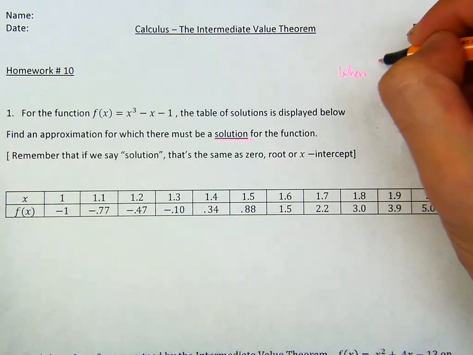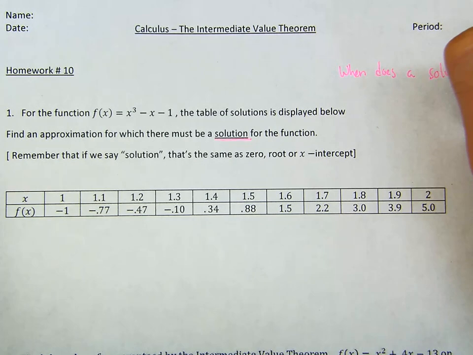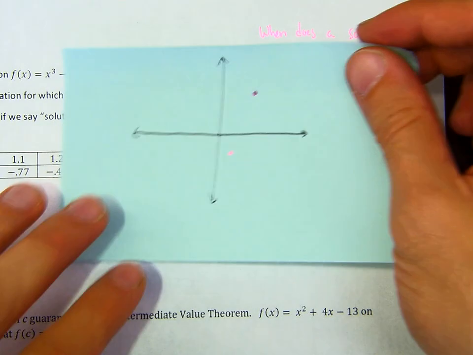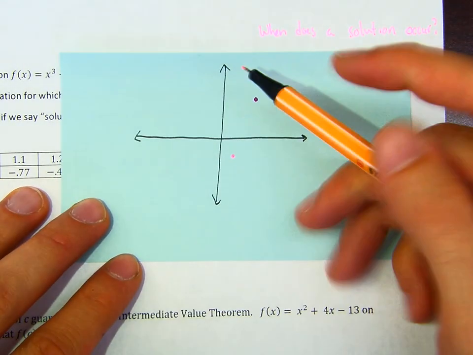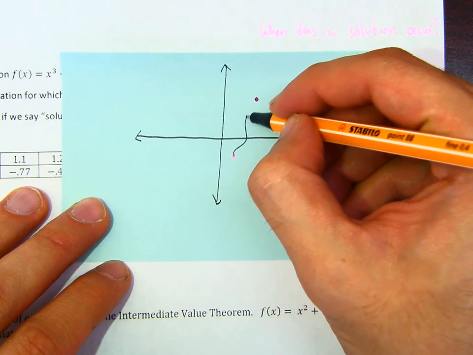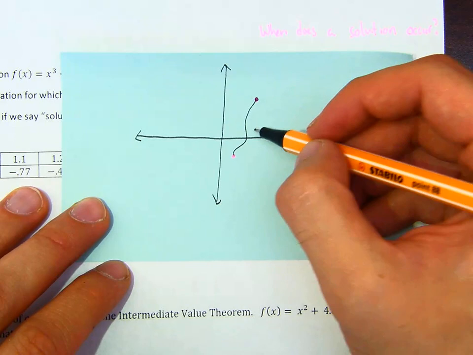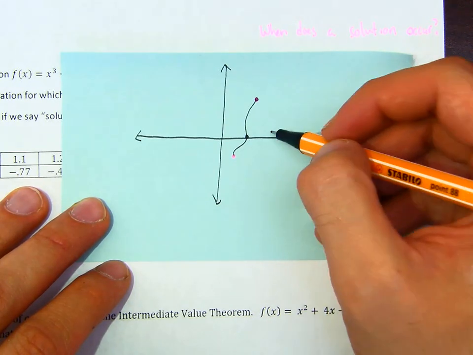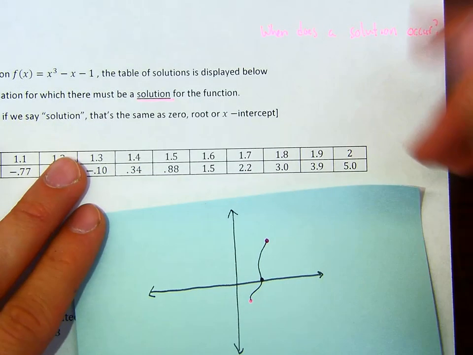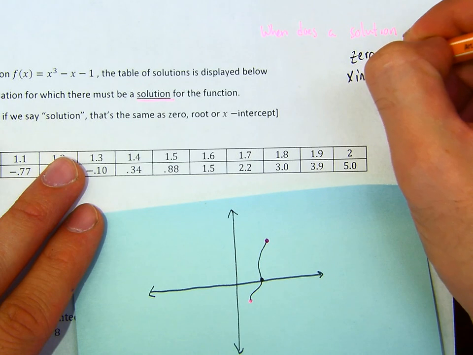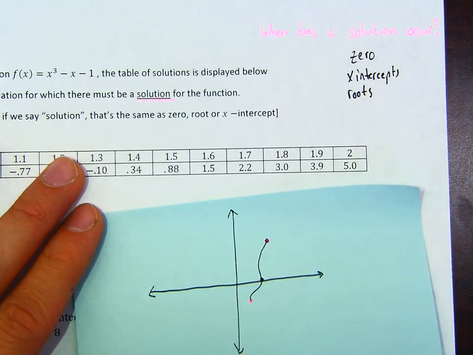So when does a solution occur? Right? When does a solution occur? It's when you have, let's say, these 2 points, right? And if the continuous function crosses the x-axis, that's a solution. And remember, another word for solution is the zero, the x-intercepts, the roots. Okay, so you just have to be solid with that terminology.